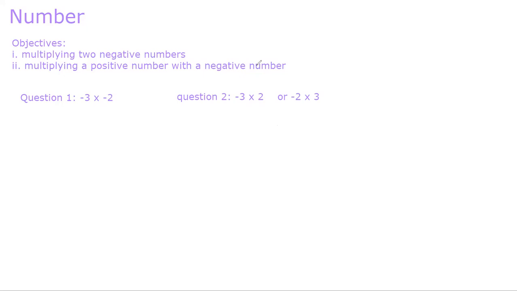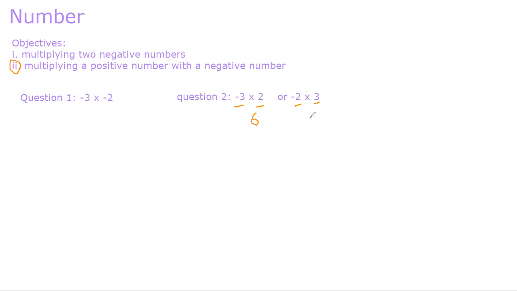So if one of the numbers is a negative number and the other number is a positive number, in both cases, this is the same case. Like one of the numbers is a negative number, one is a positive number. This is the second objective that we are going to do in this lecture. So if you want to multiply one negative and one positive number, we can simply multiply these two. 3 multiplied by 2 would be equal to 6.